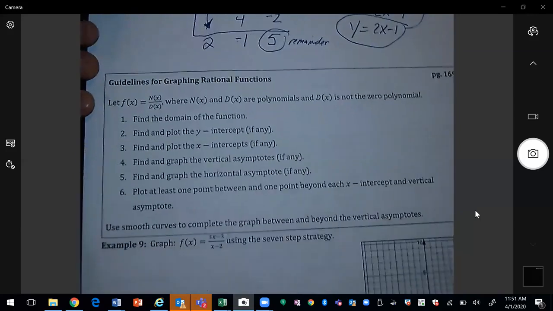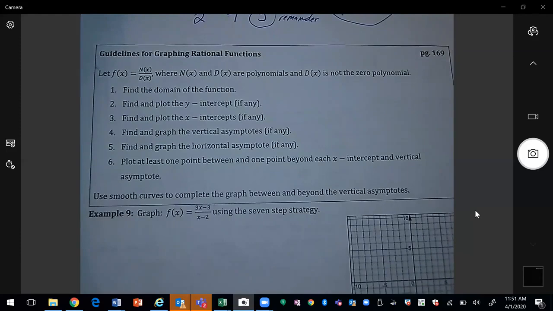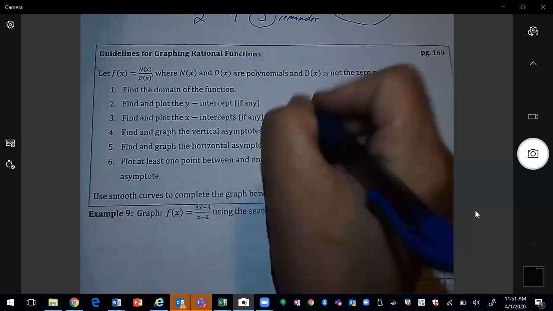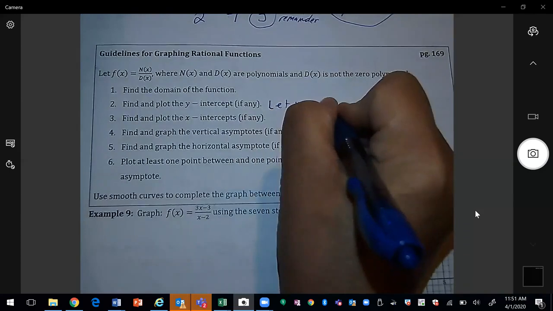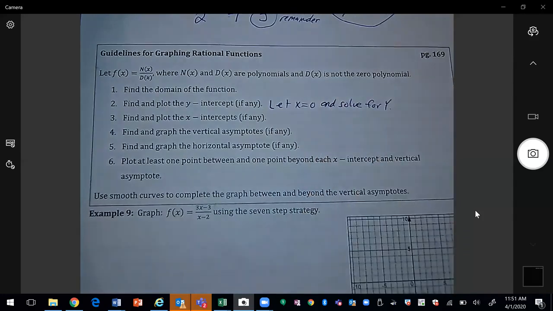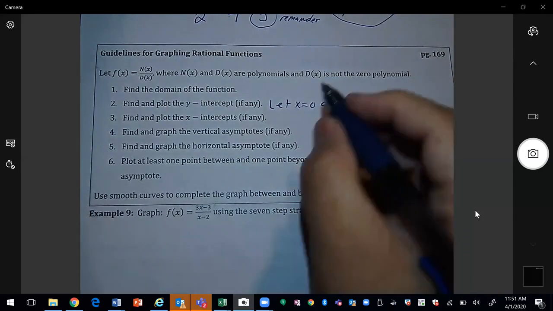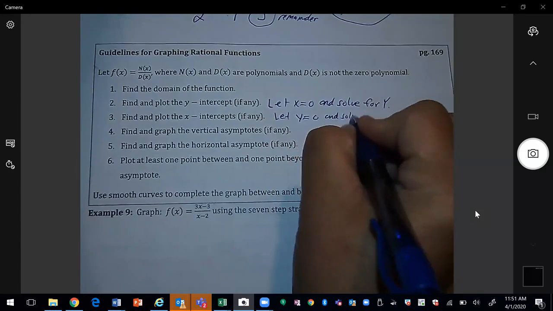So our overall goal is to graph a rational function. And these are the steps that we can use. Number one, we can find the domain. Number two, we can plot the y-intercept. So remember, to find the y-intercept, this is where we let x equal 0 and solve for y. Okay. We can find the x-intercept, and to find the x-intercept, we let y equal 0 and solve for x.